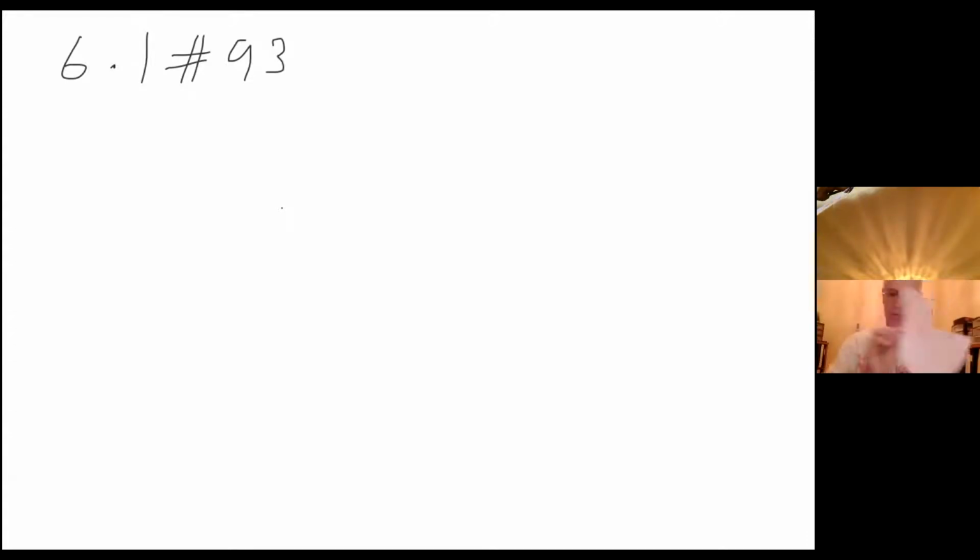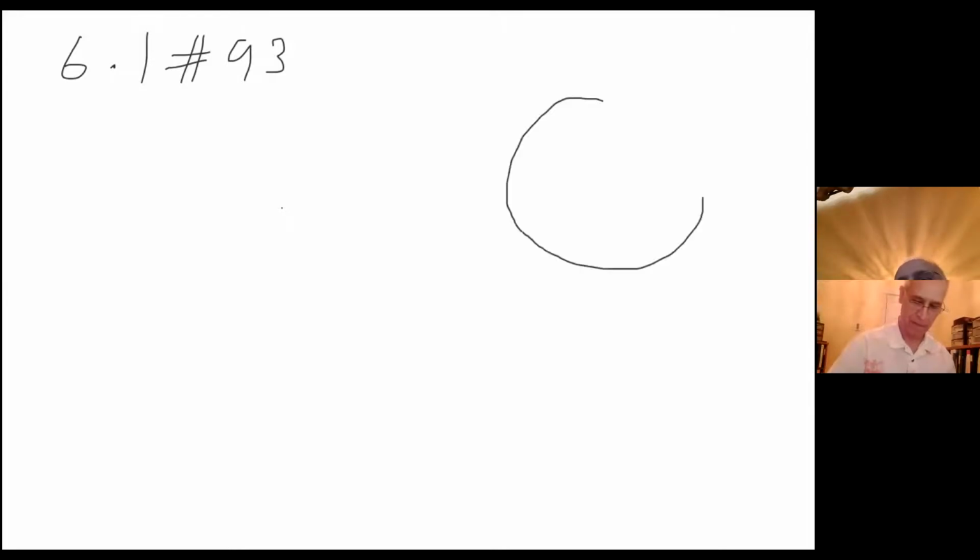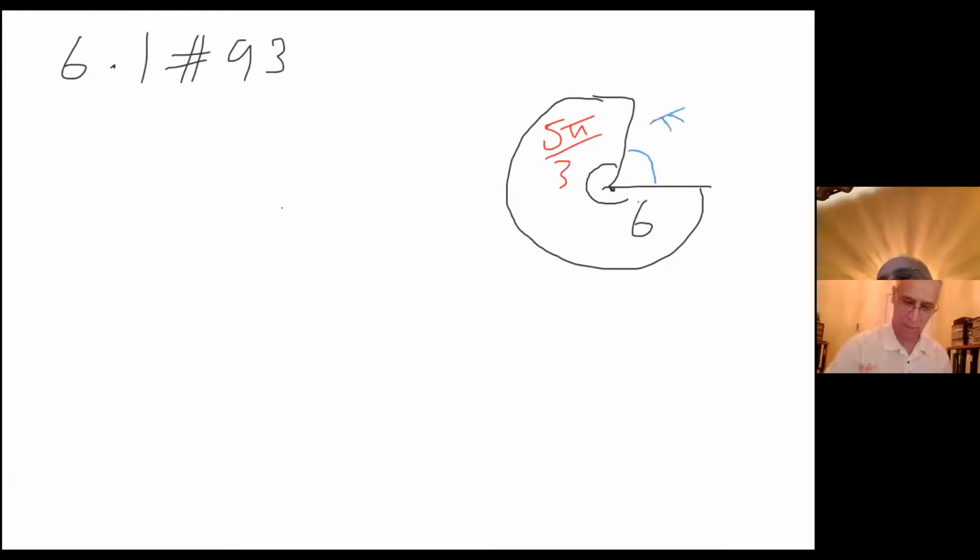Part A, so this right here is my theta. So here's what we have. From here to here, this radius we said is 6 centimeter, and this theta right here, the leftover that I did not cut, is 5 pi over 3. So how much did I cut in here? Pi over 3.